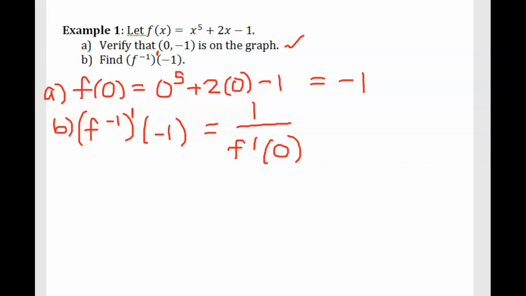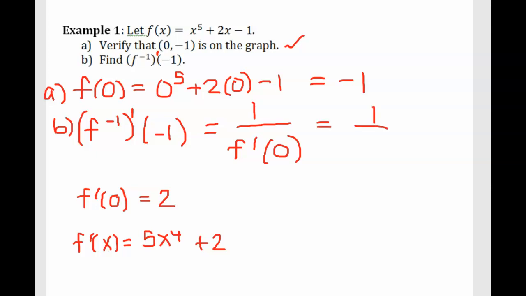So in order to find that, I need to know what f prime of 0 is. So in order to get f prime of 0, I need to know what f prime of x is, which is 5x to the 4th plus 2. So f prime of 0 is 2. So f inverse prime of negative 1 is 1 over 2, or 1/2.